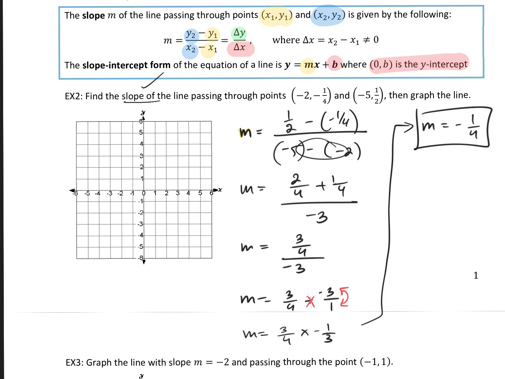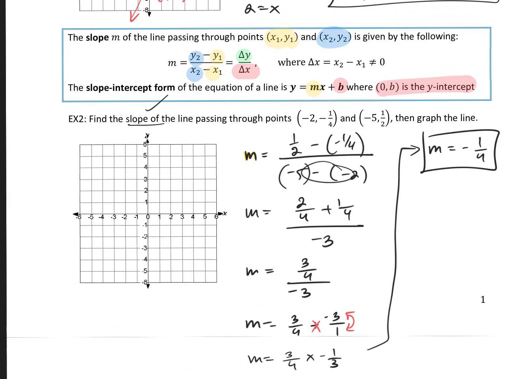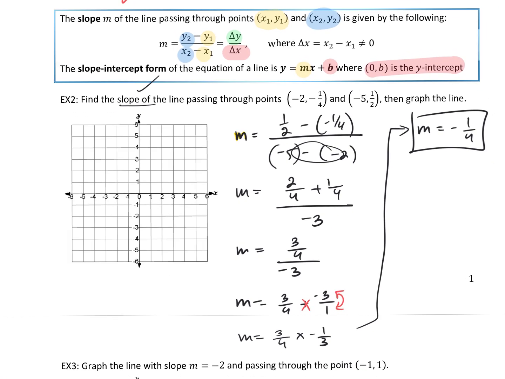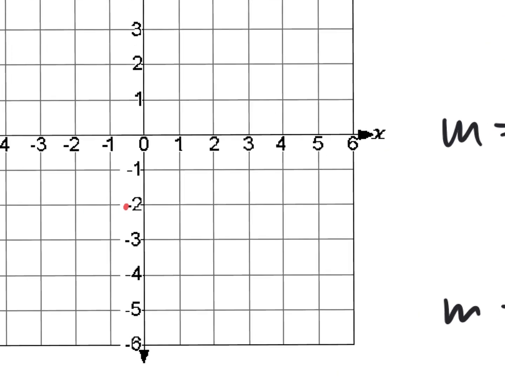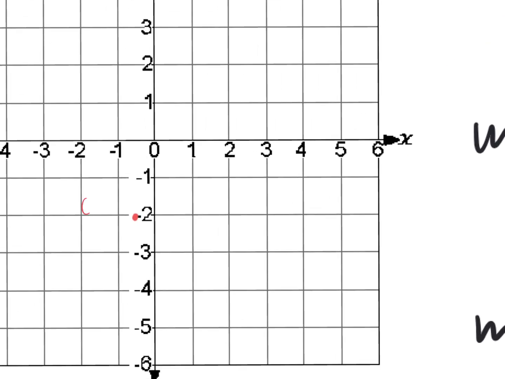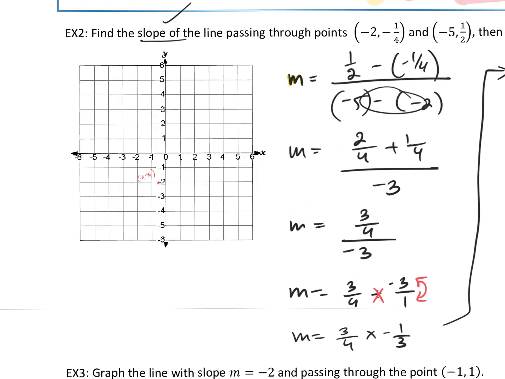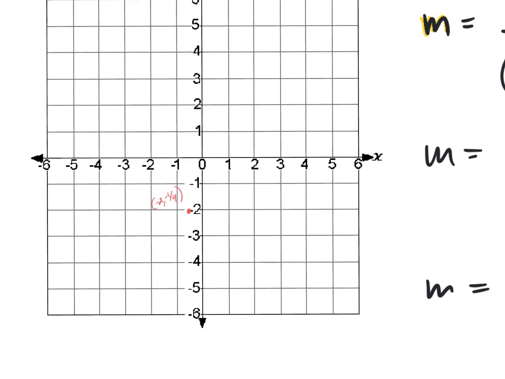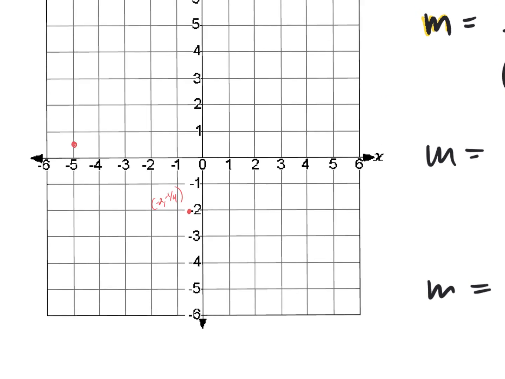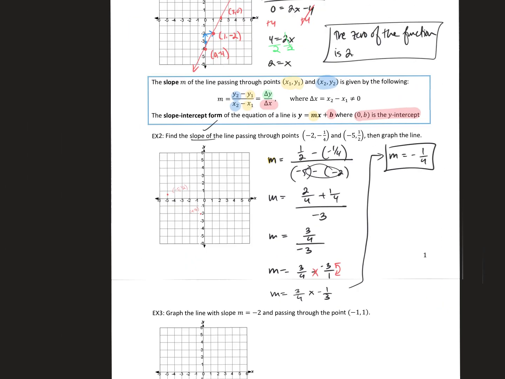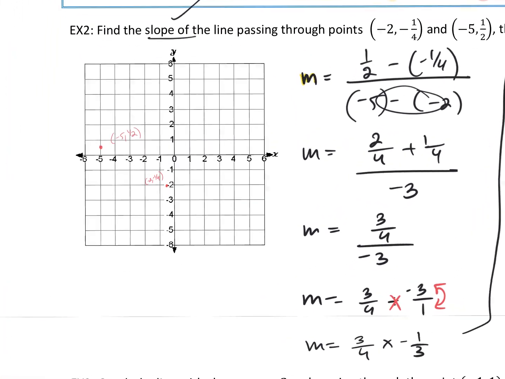So we know the point (-2, -1/4). Let's see, -2, -1/4. It's going to be somewhere around here. Let me zoom in. So (-2, -1/4). And then we have the other point (5, 1/2). Oh, I think I graphed that one wrong. (-2, -1/4). The other way.